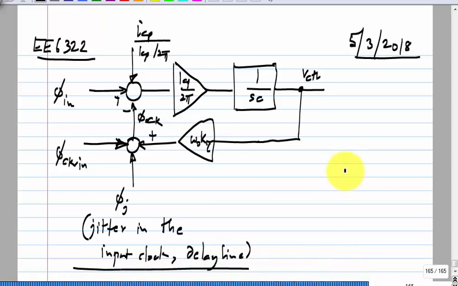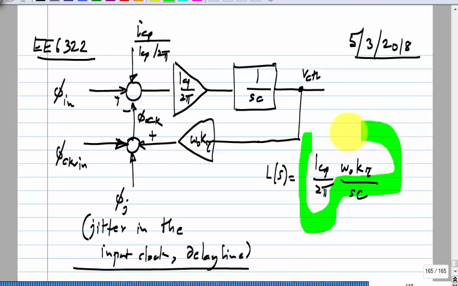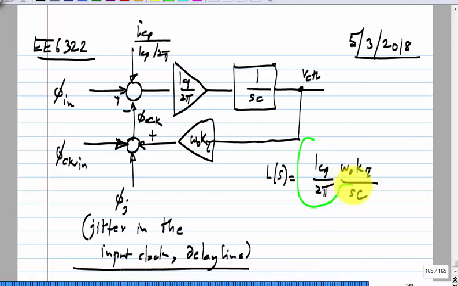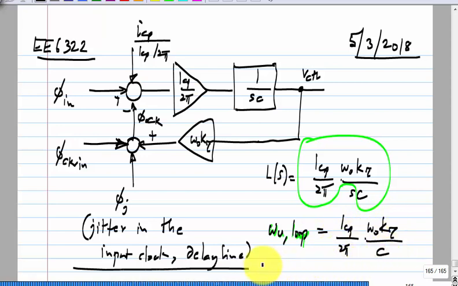Now, this is a simple first order loop with a loop gain equal to ICP by 2 pi omega naught K tau by SC. So, the unity loop gain frequency is that constant. This is also the closed loop bandwidth. The transfer functions are very simple.